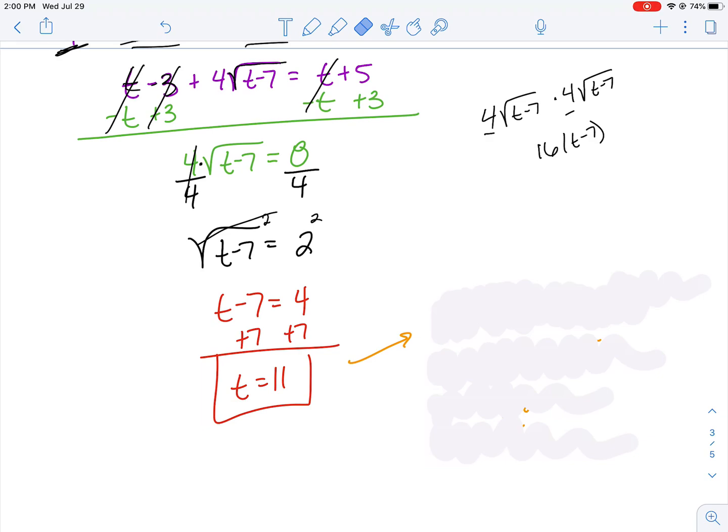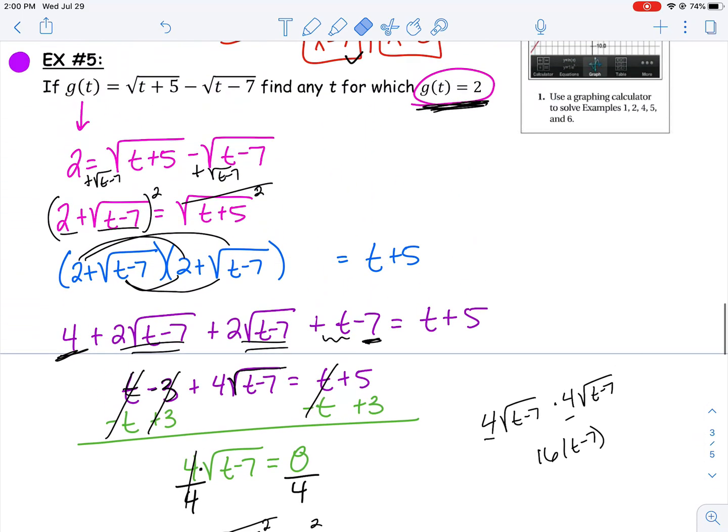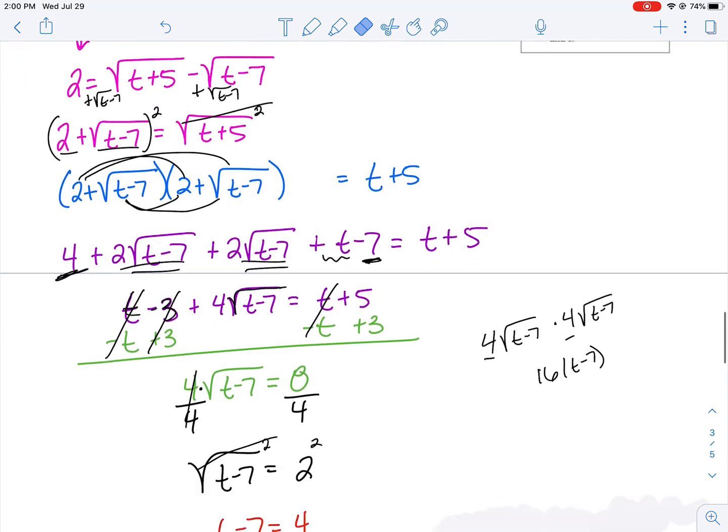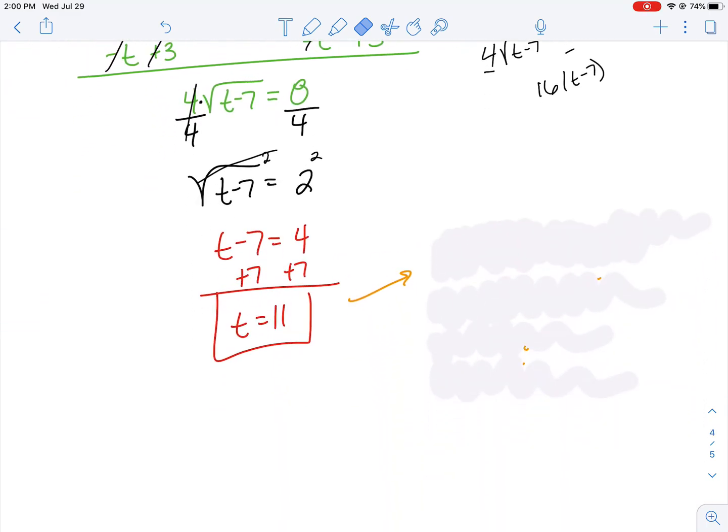Remember, let's always double check our answers to make sure that I don't have any extraneous solutions. So let's take that 11. Let's go back into our original problem, and let's substitute it in and see if it does equal 2. Here we go. I'm going to substitute in an 11. 11 plus 5 is 16. 11 minus 7 is 4.